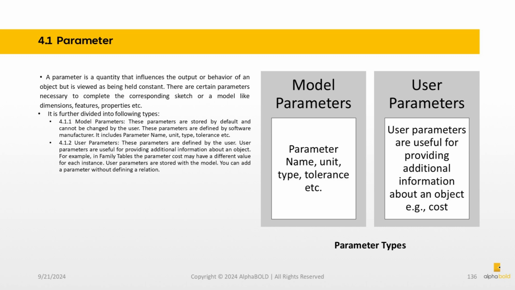User parameters. These parameters are defined by the user. User parameters are useful for providing additional information about an object. For example, in family tables, the parameter cost may have a different value for each instance. User parameters are stored with the model. You can add a parameter without defining a relation.